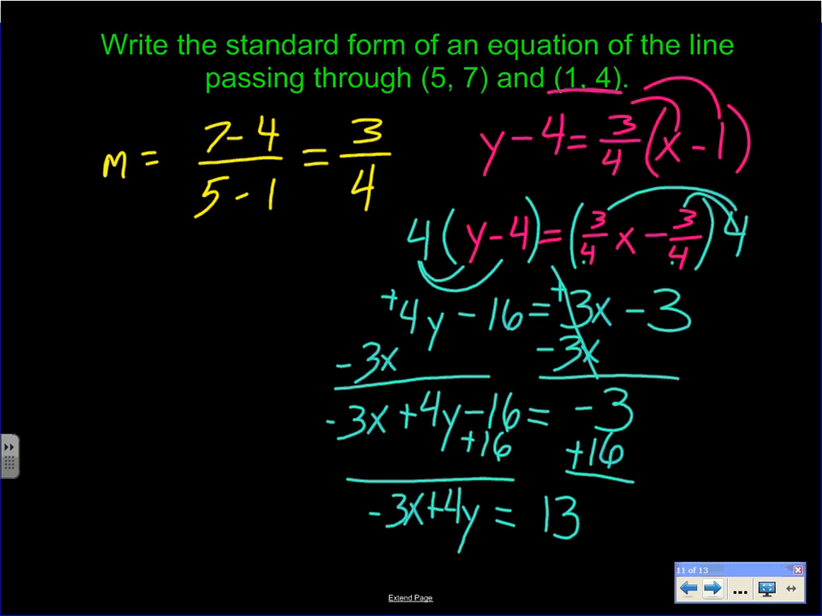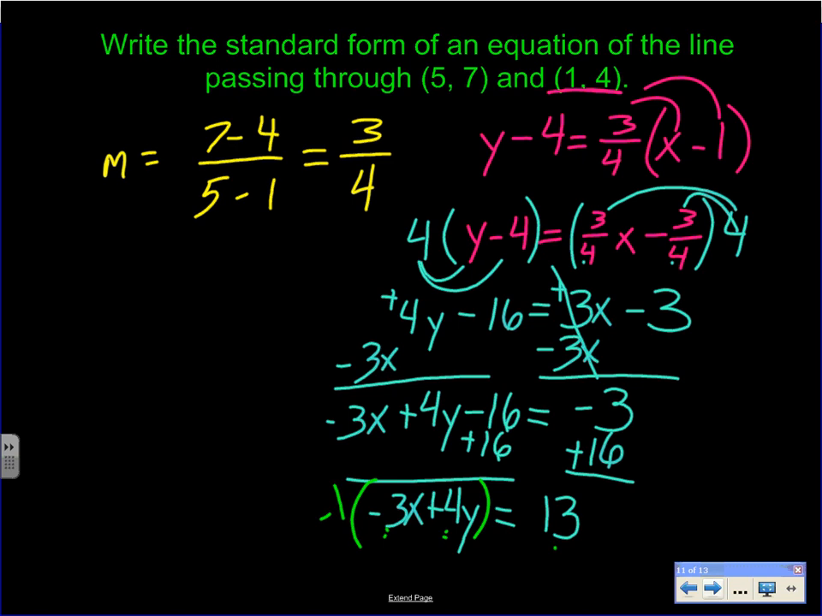So let's go through our guidelines. We have integers. A is negative 3, B is 4, C is 13. So we have integers there. Guideline 2, no fractions, no decimals. We met that. Guideline 3, A and B are both not 0. They're both not 0. And guideline 4, it is suggested that A is not negative. If we look there, A is negative. It's actually negative 3.